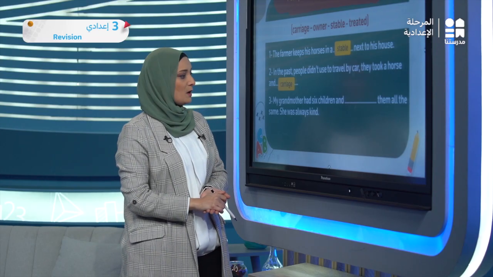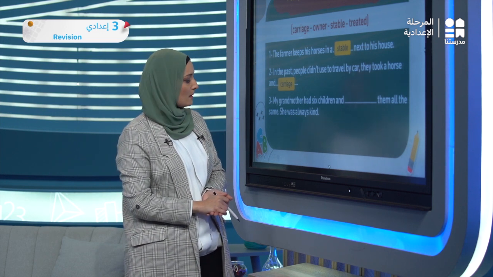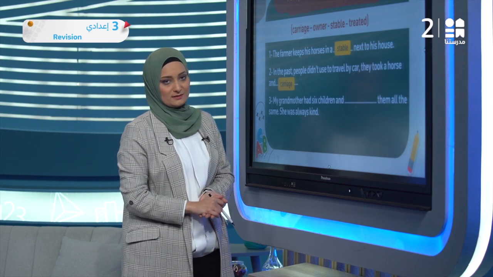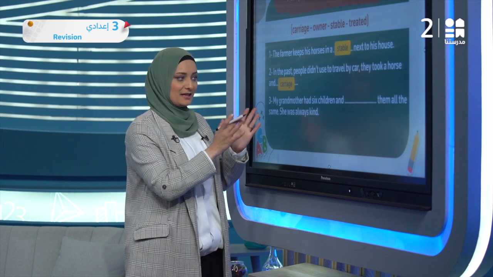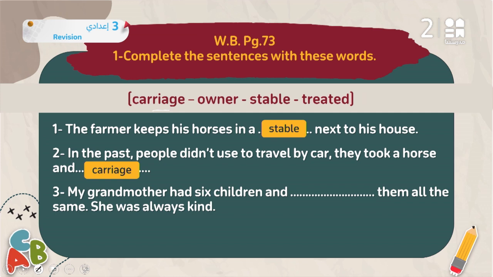Number 3, my grandmother had 6 children and spaced them all the same. She was always kind. جدتي كانت عندها 6 أولاد وكانت بتعاملهم كلهم بنفس الطريقة إن هي كانت طيبة. So she treated.